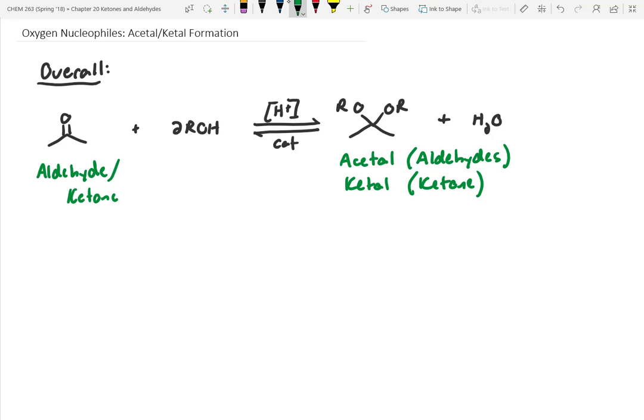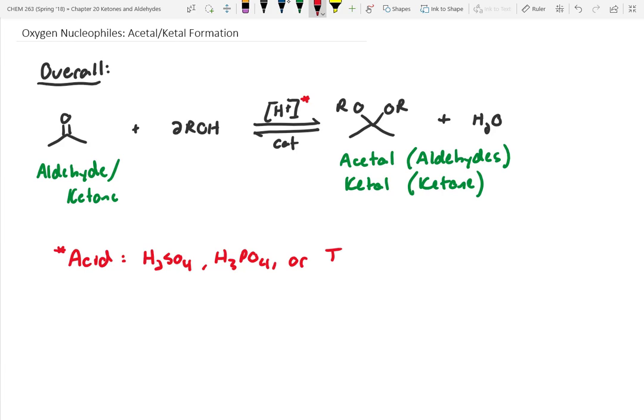All right. The important thing to note, though, is the acid that is used. So I'm going to put a little asterisk here. Common acids that are used are H2SO4, which you saw in your pod, phosphoric acid, H3PO4, or tosylic acid, TsOH. And tosylic acid looks like this, where you have a sulfur, double bonded oxygens, and an OH coming off. So that's tosylic acid.